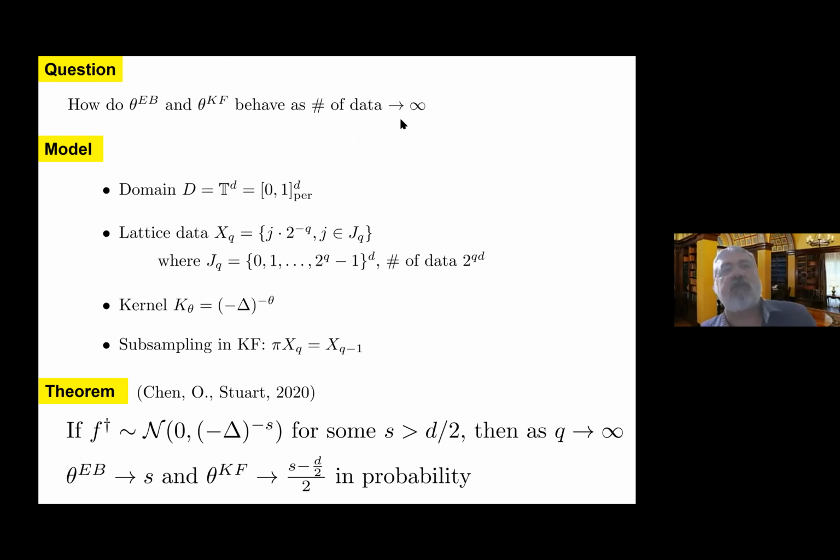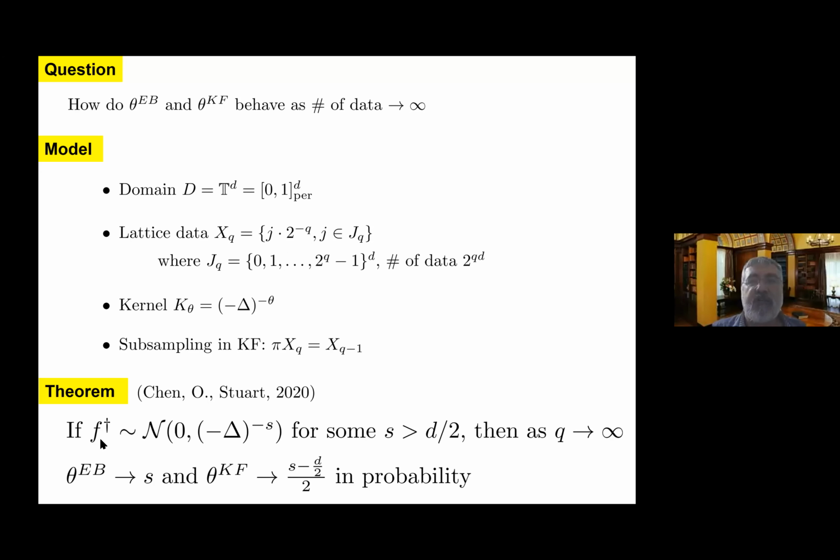Well, to answer that question, we're going to consider the following particular example in which the domain D is the unit torus of dimension d. The data points are located at the nodes of a regular lattice of resolution 2 to the power minus q. The kernel k theta is the Green's function of the fractional Laplacian with power theta with periodic boundary conditions. And our subsampling operator subsamples the points located on the coarser lattice of resolution indexed by q minus 1. Then we have the following theorem.